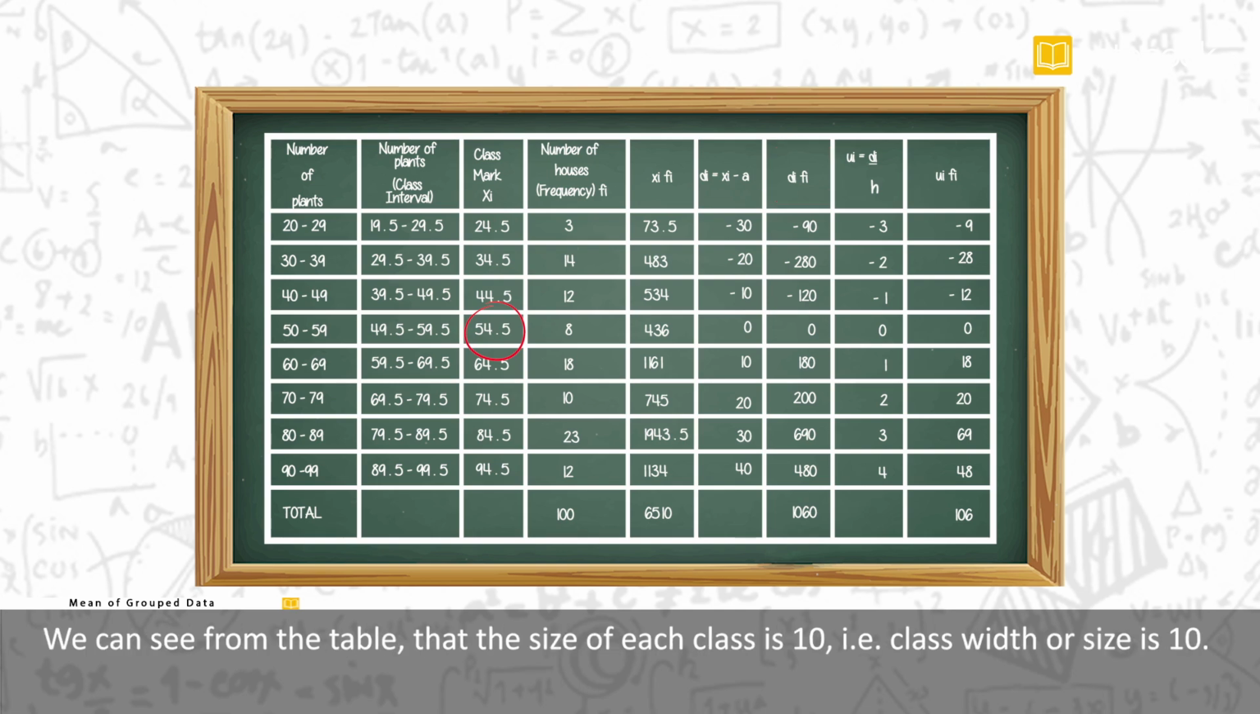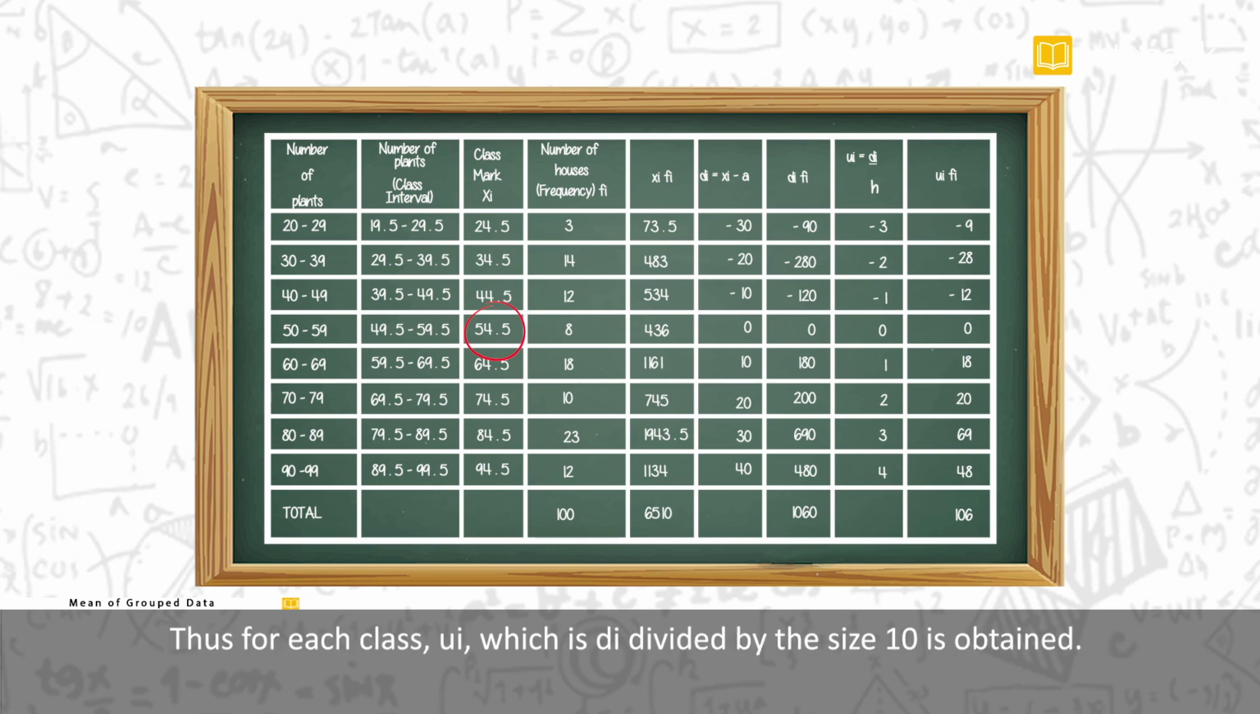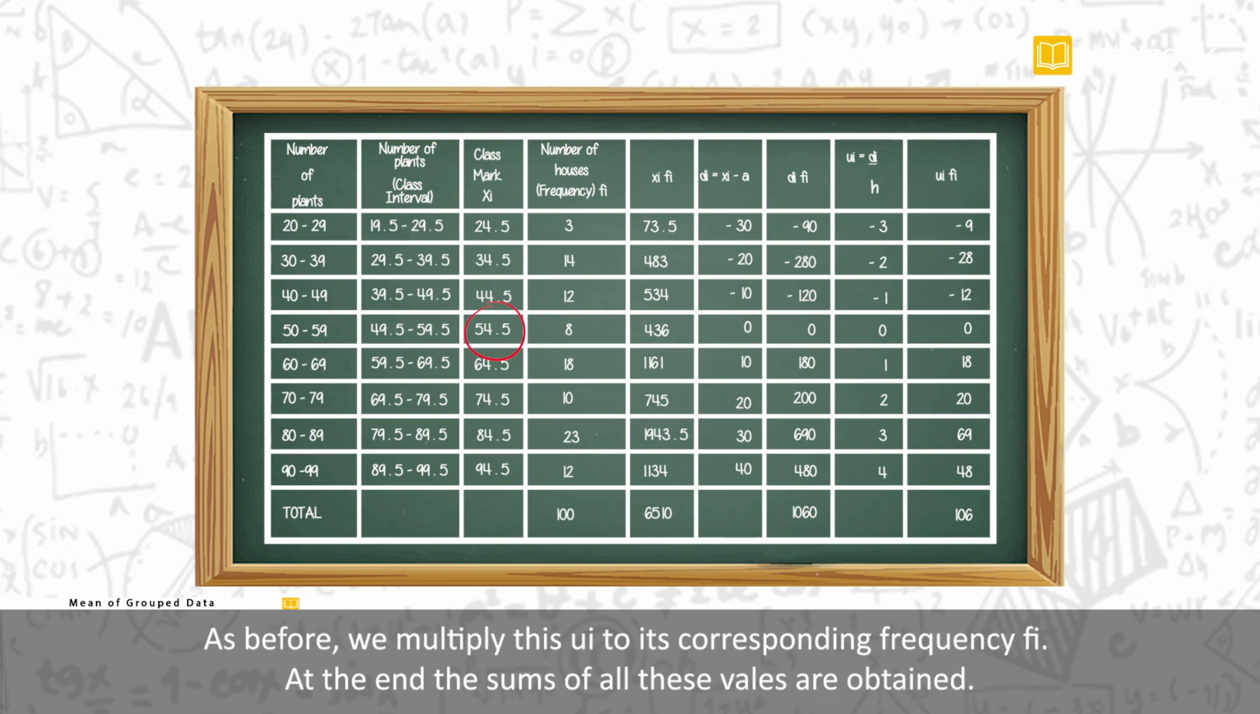We can see from the table that the size of each class is 10. That is, class width or size is 10. Thus, for each class Ui, which is Di divided by the size 10, is obtained. As before, we multiply this Ui to its corresponding frequency Fi. At the end, the sums of all these values are obtained.